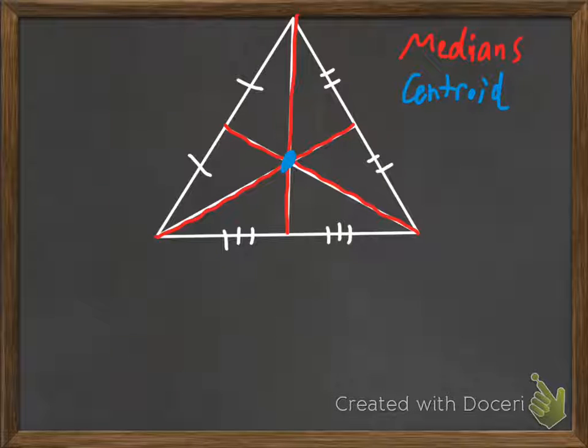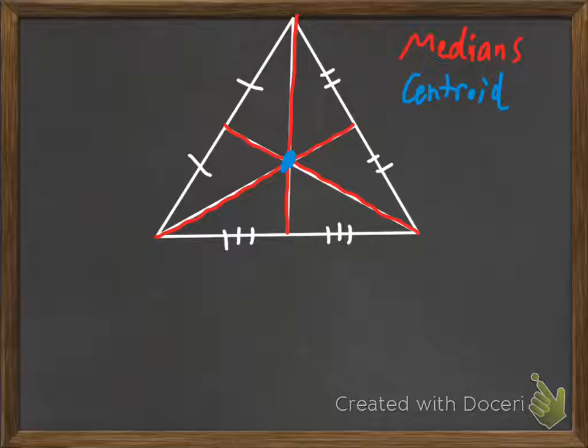So here is a picture of that. We have our medians in red going from vertex to the opposite side, and they are bisecting it. So bisecting, as you recall, means cutting in half. Then we have our centroid hanging out there in the middle where they all meet.